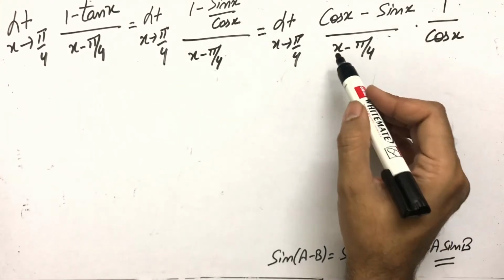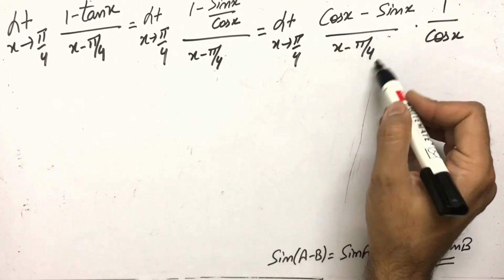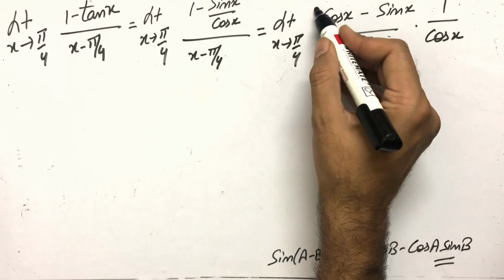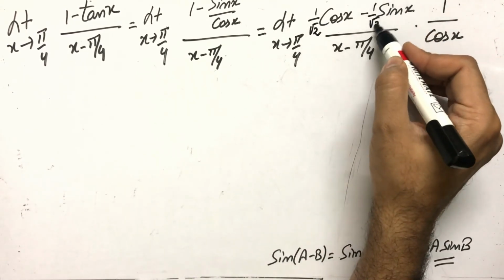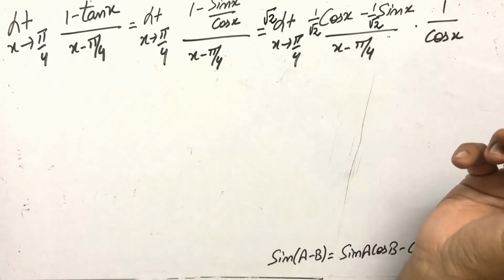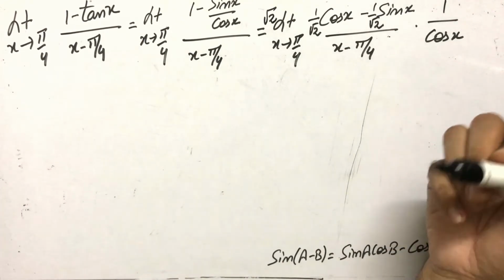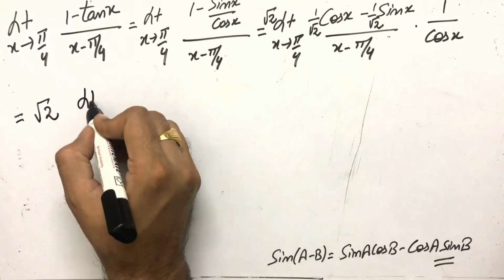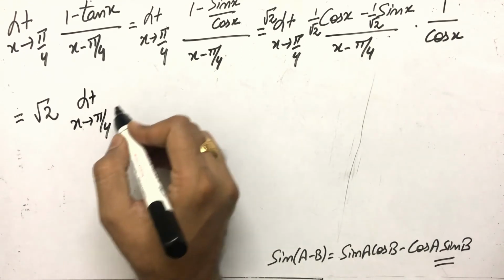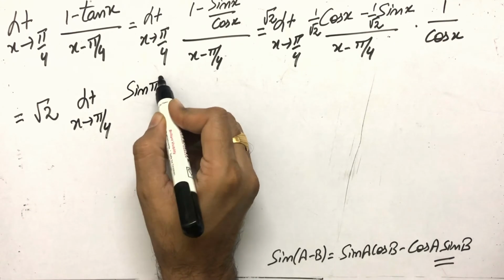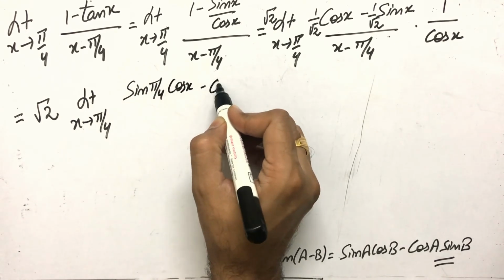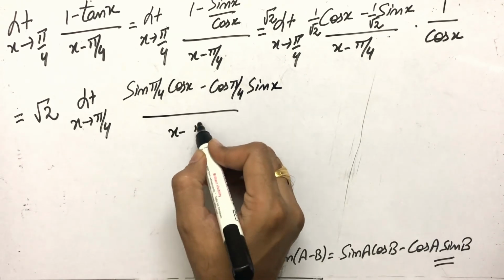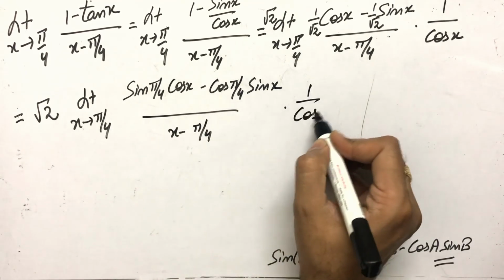So as you see, we want x minus pi by 4. And how do we get pi by 4? If we divide by under root 2 and multiply by under root 2, you see, very easily. And what is 1 by under root 2? This is cos pi by 4 as well as sin pi by 4. Let us write what we have done here. X tends to pi by 4. This is sin pi by 4 cos x minus cos pi by 4 sin x divided by x minus pi by 4 into 1 by cos x.